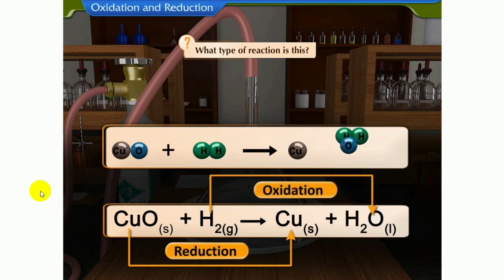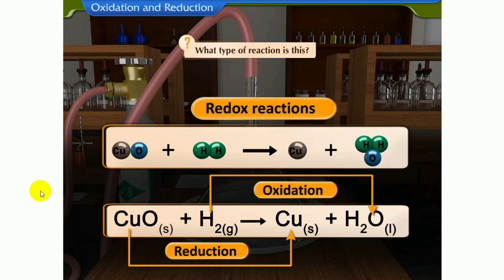You can observe that in this reaction, hydrogen combines with oxygen to form water. Hydrogen is oxidized to water. Here, reduction and oxidation reactions take place simultaneously. Such reactions are called oxidation-reduction reactions or redox reactions.